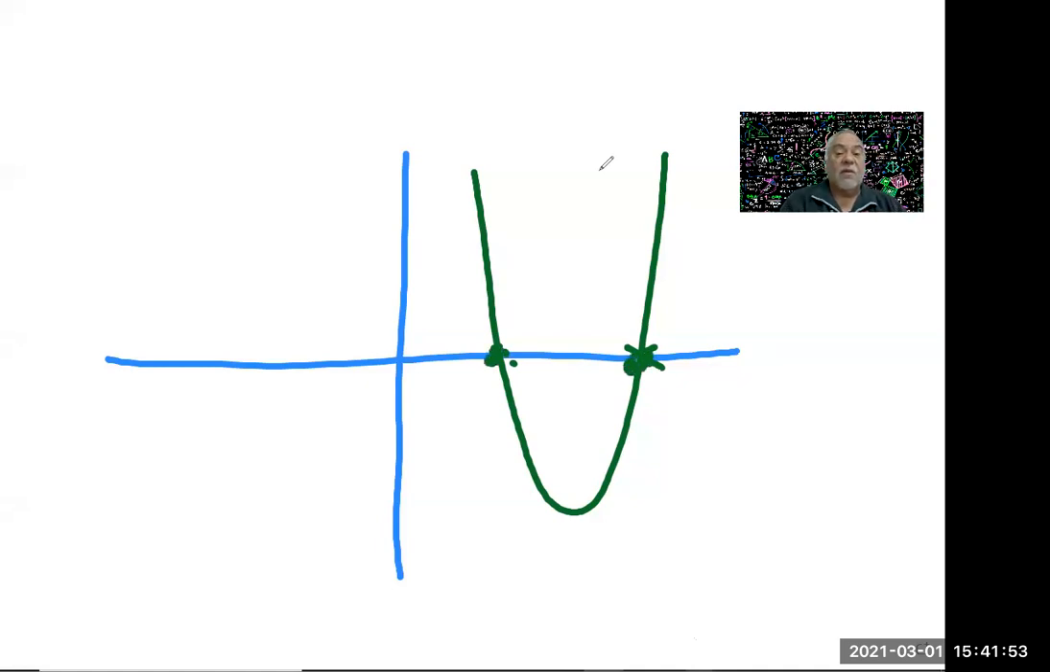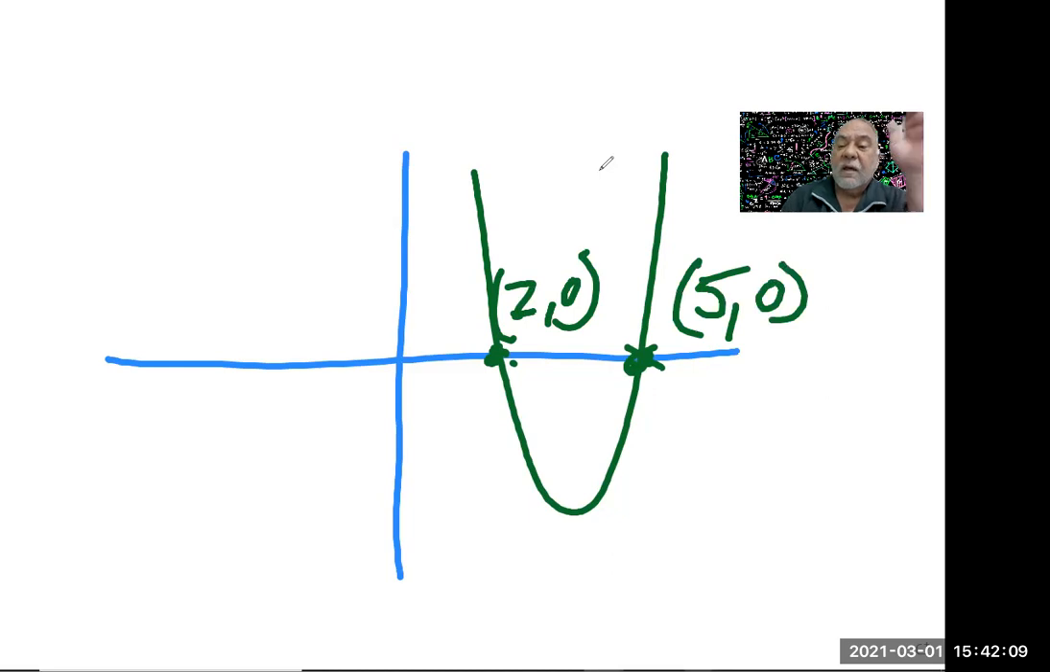So you're looking for the x value, because the y value is 0. So this would be like (2, 0). This would be like (5, 0), something like that, okay? So remember, the x-intercepts are when y is equal to 0, and the y-intercept is when x is equal to 0.